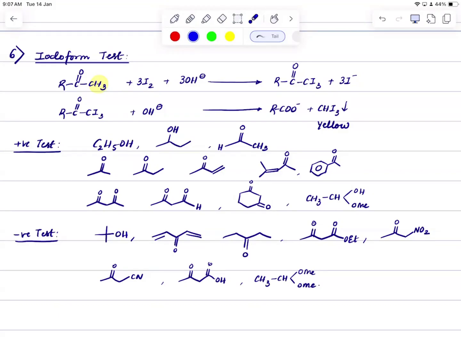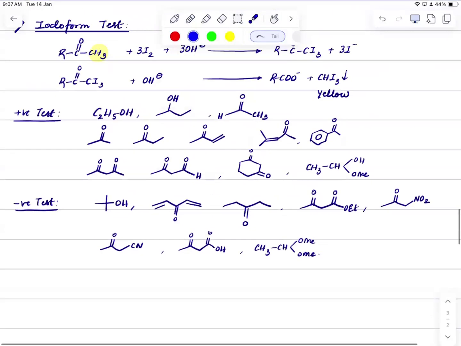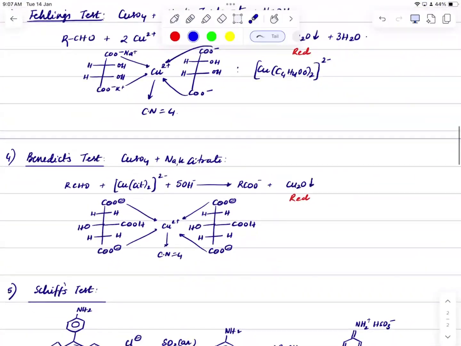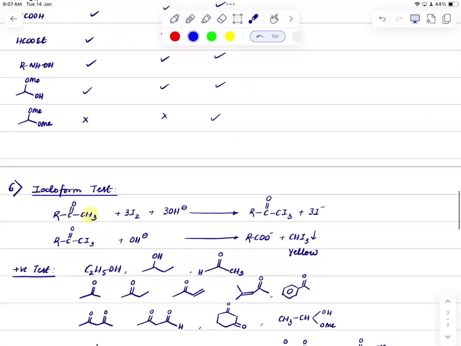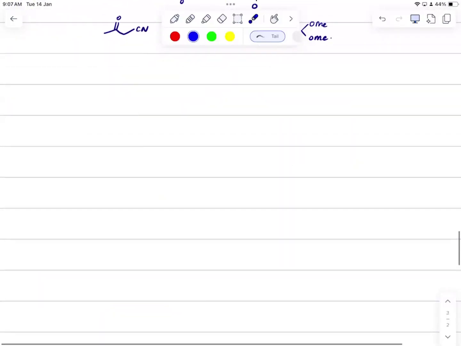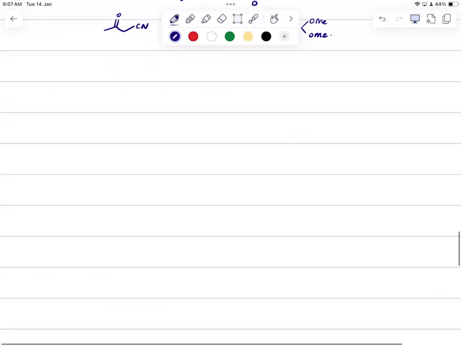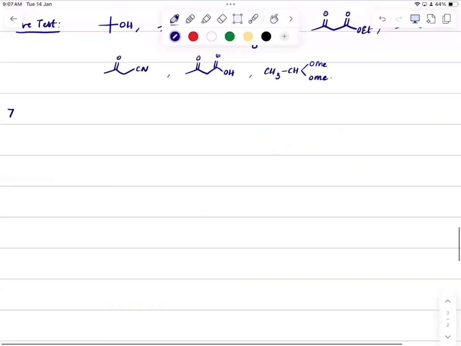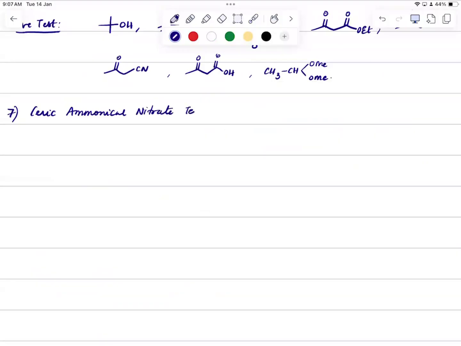Next, where we discussed Fehling's test, let me write down one more test here. I forgot that test, so I'll write it down once again. Seventh one, check out the CAN test, the ceric ammonium nitrate test. You call it the CAN test.